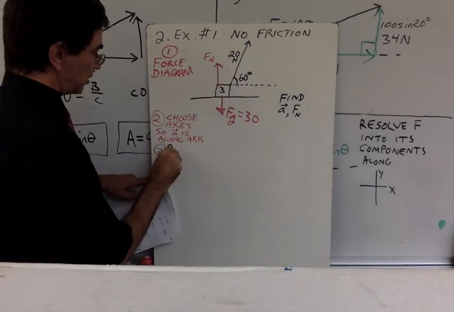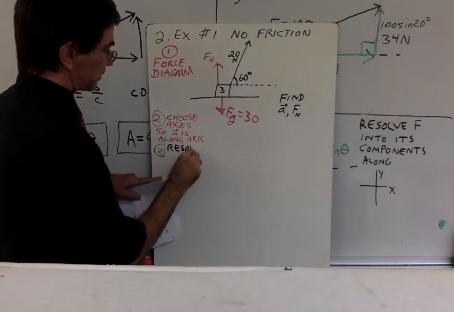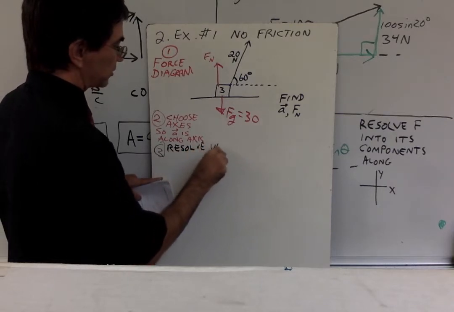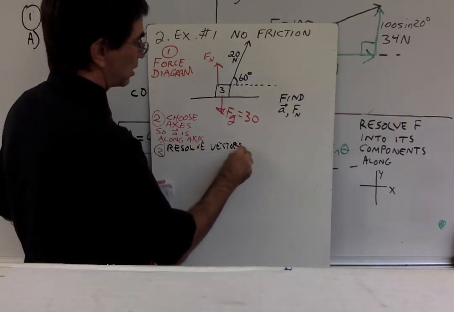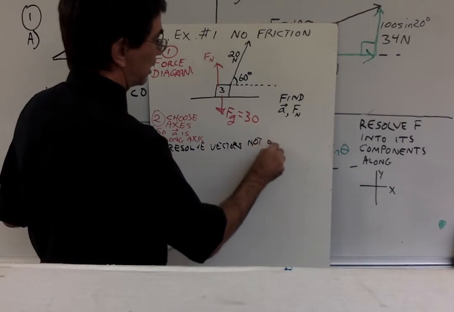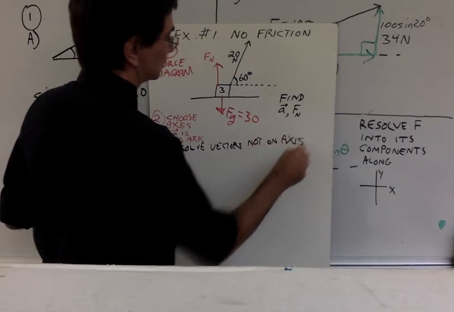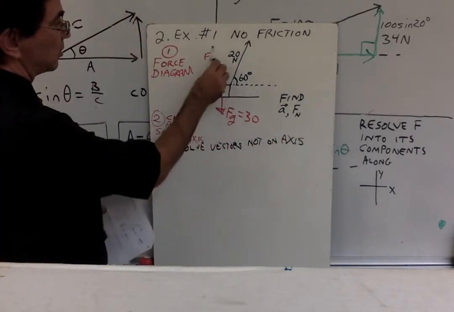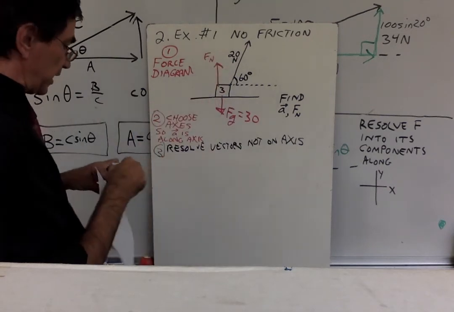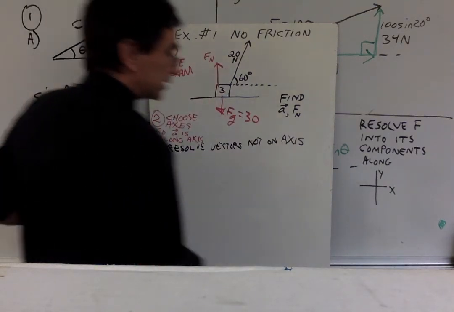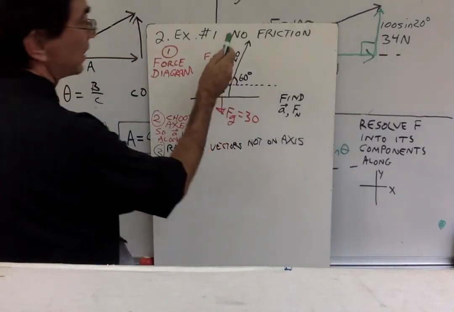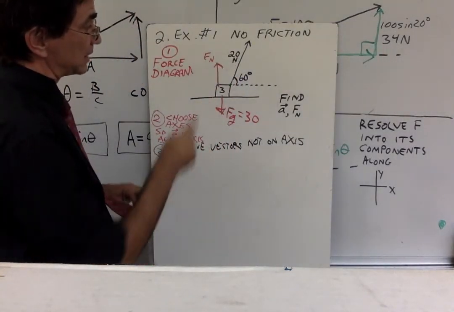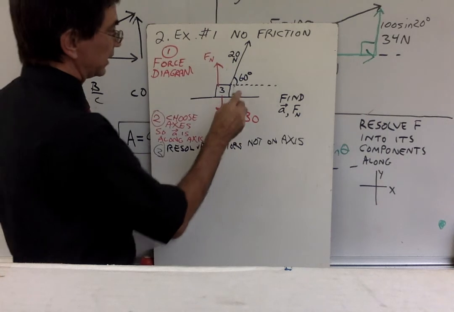So you resolve, step 3 is to resolve vectors not on an axis. Gravity's along an axis, normal's along an axis, they're your friends, they're fine, you don't have to resolve them. But this handle force is not along an axis, it's at an angle, so we have to resolve it.